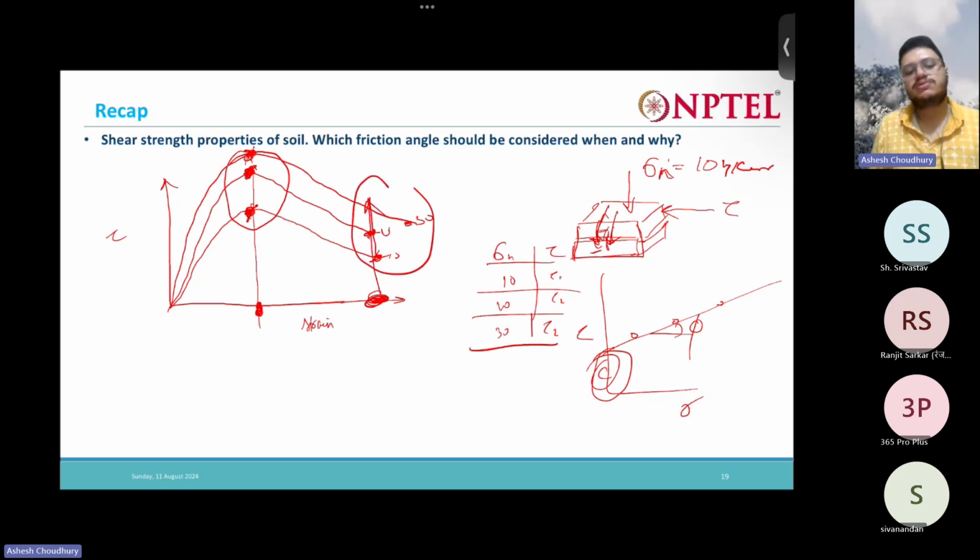Else, generally in the case of steep slopes and retaining walls, we consider low strain conditions, and in low strain conditions the peak friction angle will be mobilized.